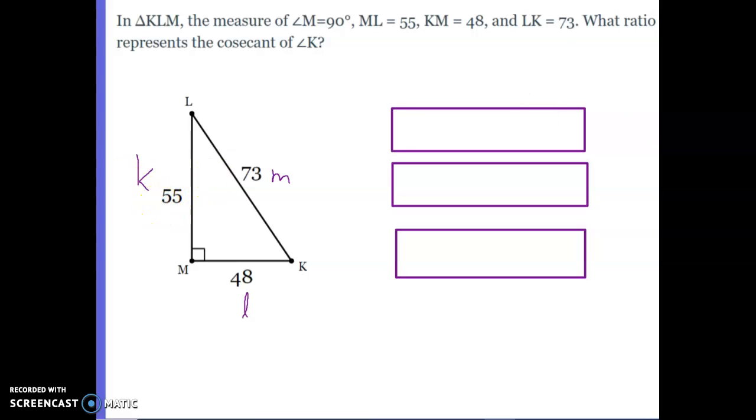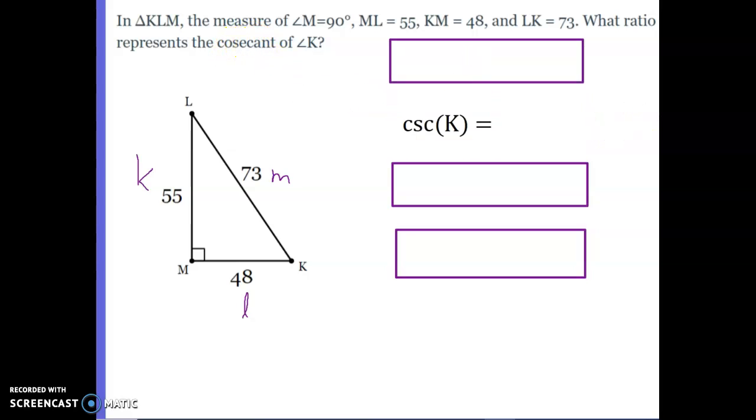Okay, so suppose I asked you, as they do here, for the cosecant of angle K. All right, look back in your notes. What is the abbreviation for cosecant? Right, it's CSC. You can see it right there. So cosecant of angle K.